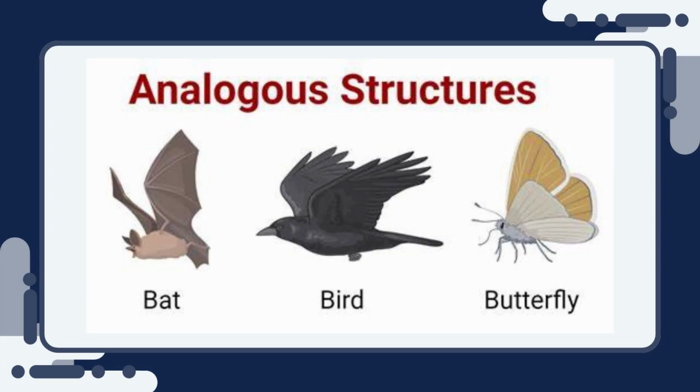Take this for example: a bat, a bird, and a butterfly. These three are able to fly, though they are not related to each other one bit, since a bat is a mammal, a bird is a vertebrate, and a butterfly is a type of insect.